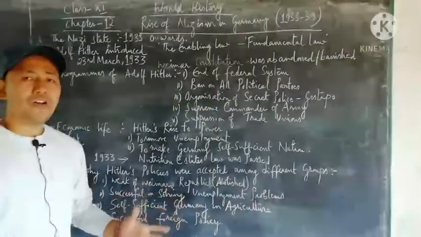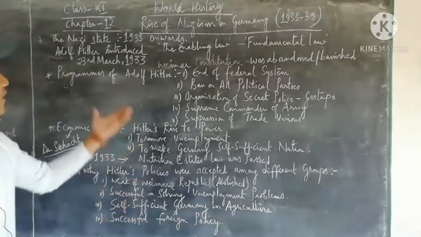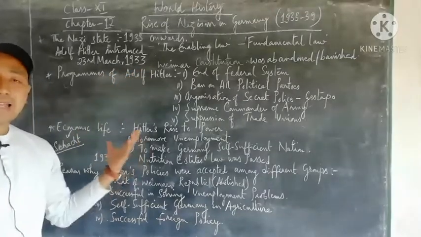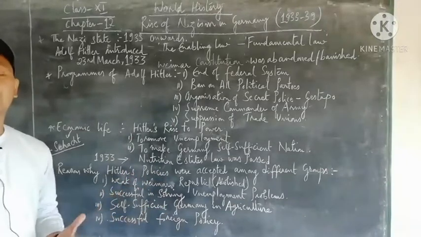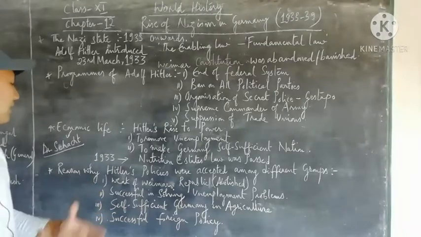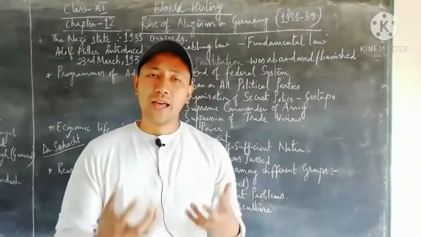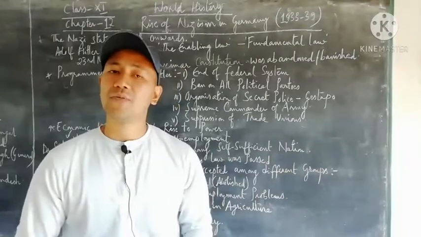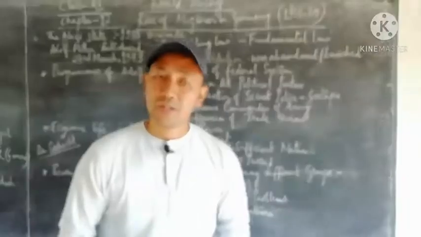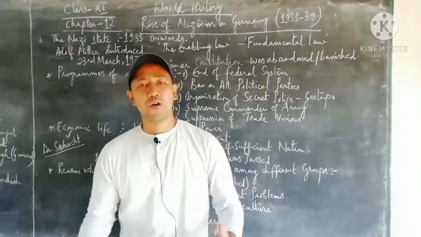I hope you have understood the subtopics that we have discussed in today's class, regarding the introduction of the Enabling Law, followed by the programs of Adolf Hitler, and the economic life, how he helped the farmers, solved the unemployment problem in a proper way, and the reasons why all the groups of Germans had to accept the policies and programs issued by Adolf Hitler. So this was overall the summary and explanation related to your 12th chapter, that is, Rise of Nazism in Germany. I hope you have understood.